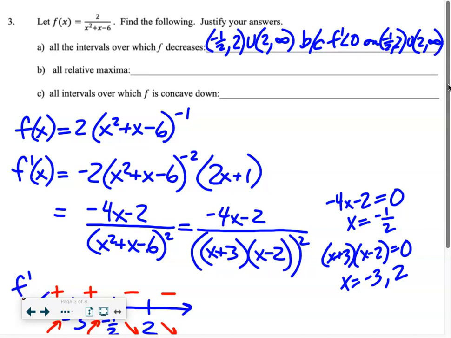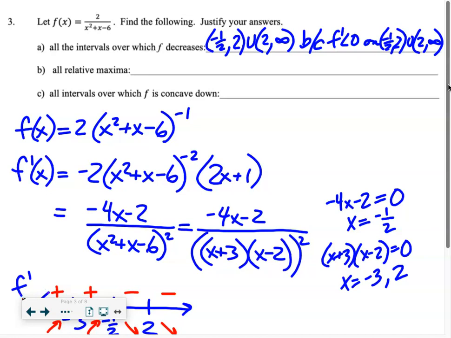Now, College Board accepts closed or open, but your teacher has said always use open every single time and always separate at all of the x values on your sign line. Why did you have to separate this at 2? Why couldn't you just go -1/2 to infinity? Because the function doesn't even exist at 2. It can't be decreasing at an x value where it doesn't exist. You can't include the 2. So if you always write your intervals open and exclude all your critical numbers, you'll always be right.